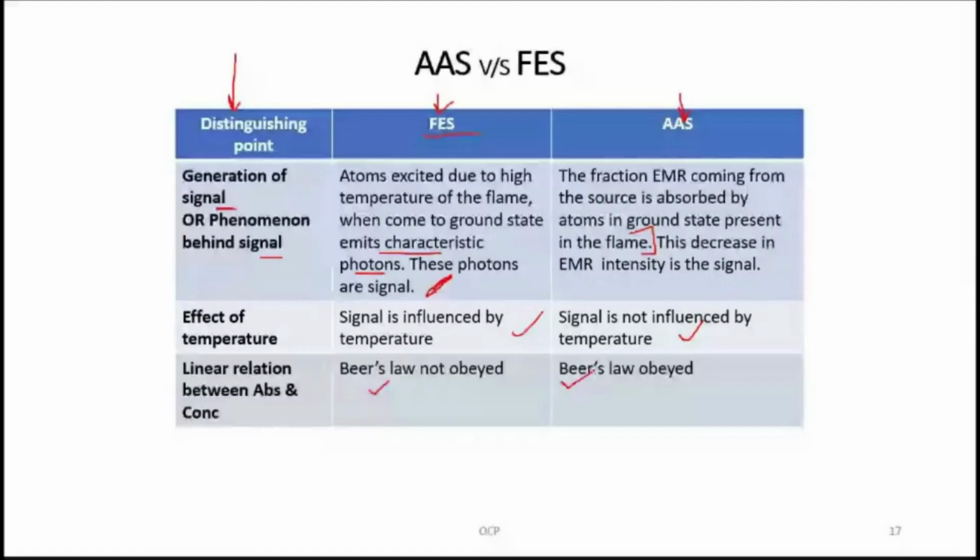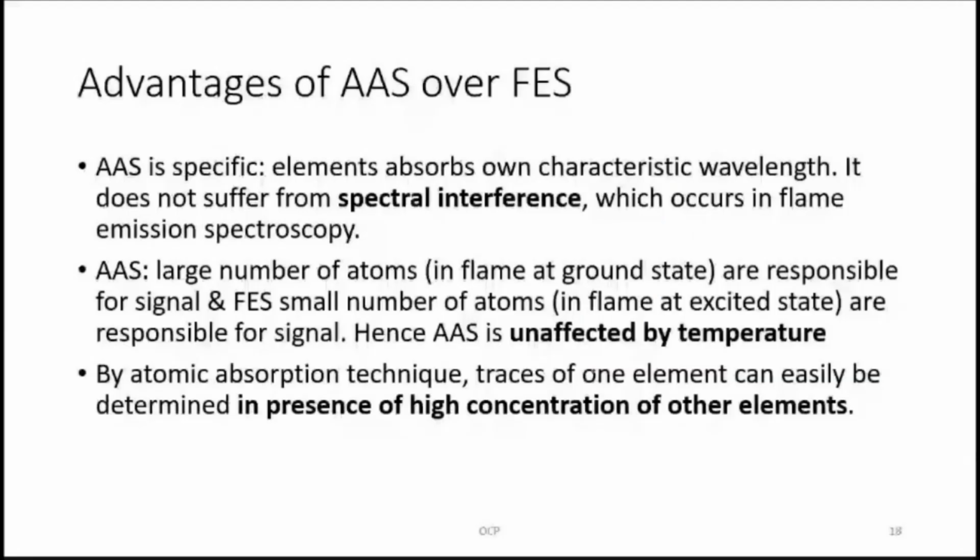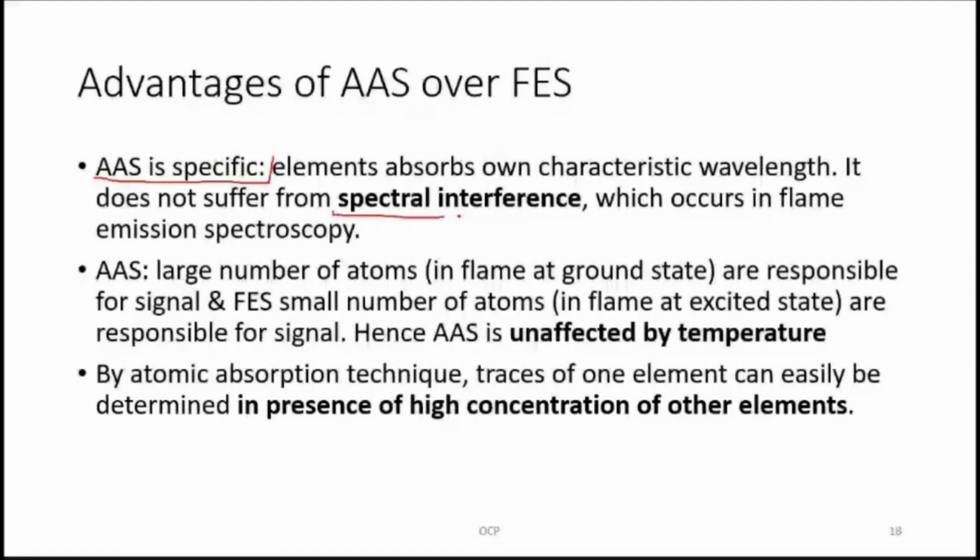Now, what are the advantages of atomic absorption spectroscopy over flame emission spectroscopy? Atomic absorption spectroscopy is more specific, as compared to flame emission. Elements absorb their own characteristic wavelength. It does not suffer from spectral interference which occurs in flame emission spectroscopy.